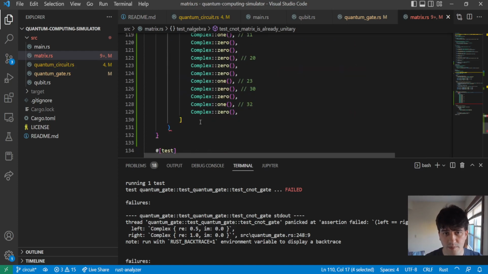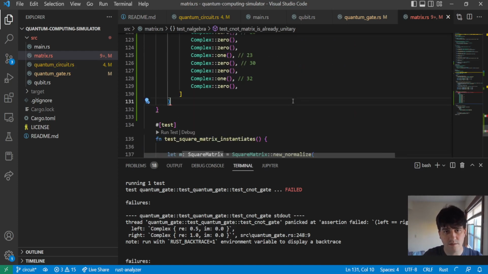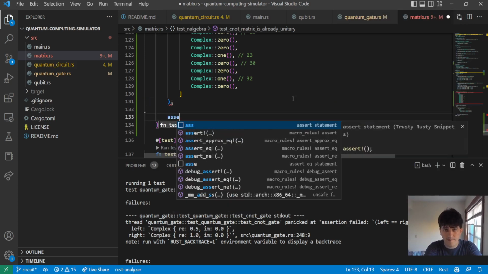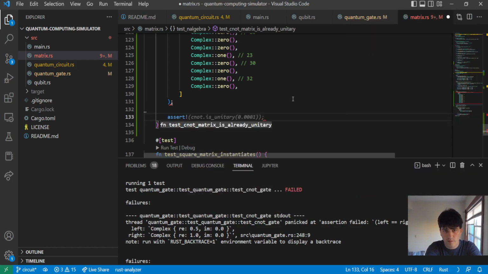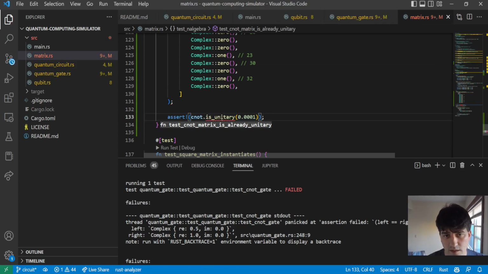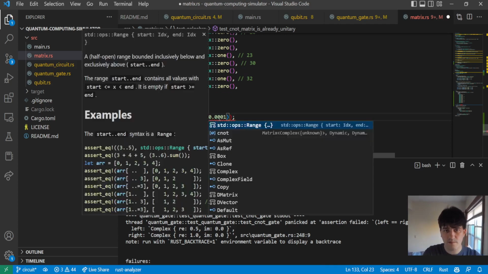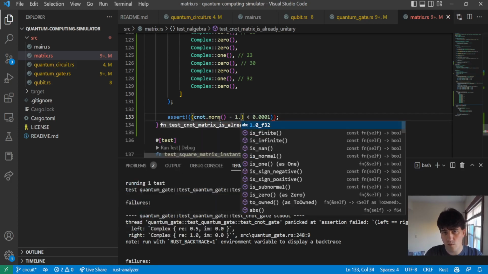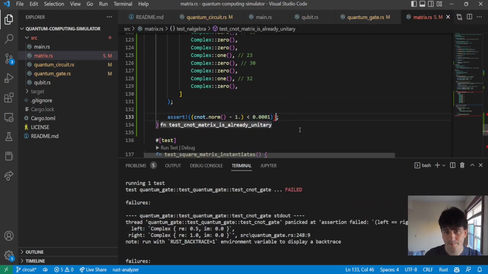And it doesn't know what type CNOT is. That's fine. We'll sort that out in a second. And then we want to assert CNOT is unitary. Is unitary is not a function. So dot norm should be very close to 1.0. So CNOT dot norm should be very close to 1.